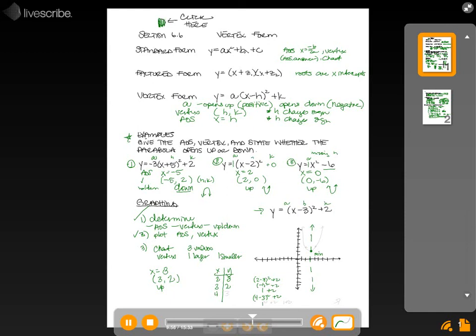4 minus 3 is 1 squared plus 2. 1 squared is 1, plus 2, we did get 3, which is good. We want them to be the same. So now we'll plot those: (2, 3), (4, 3), and then we will sketch our parabola. And that's how we graph in vertex form.